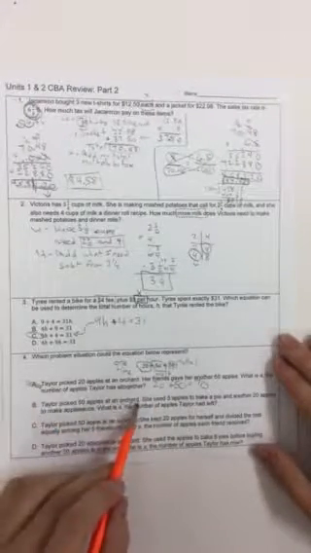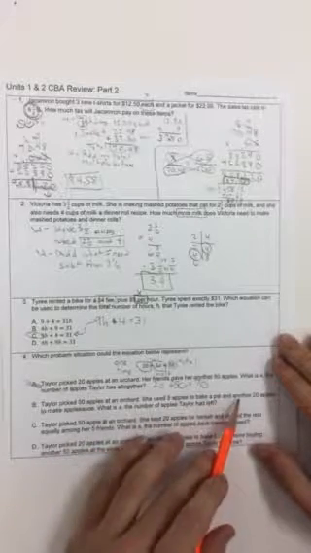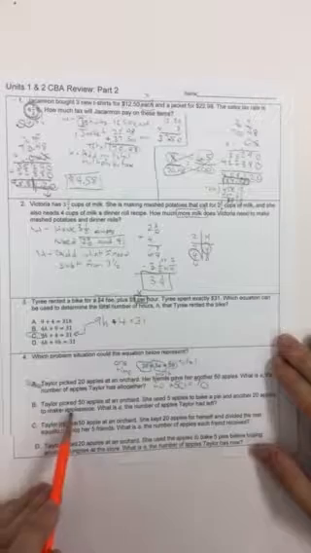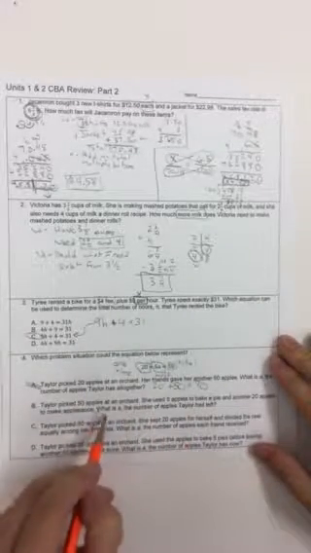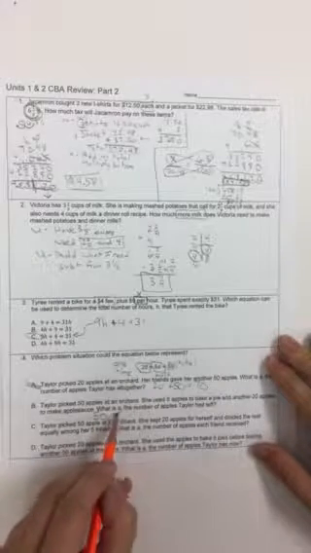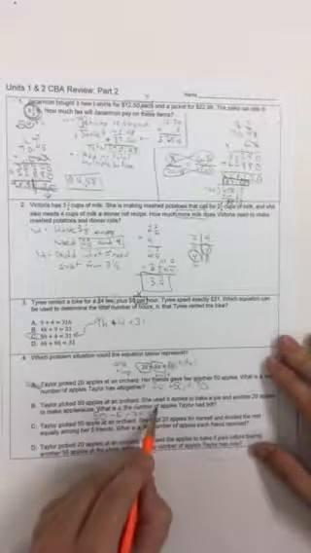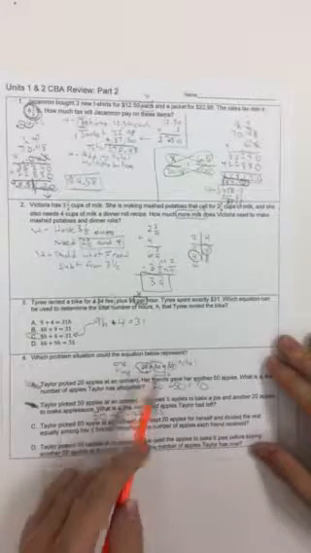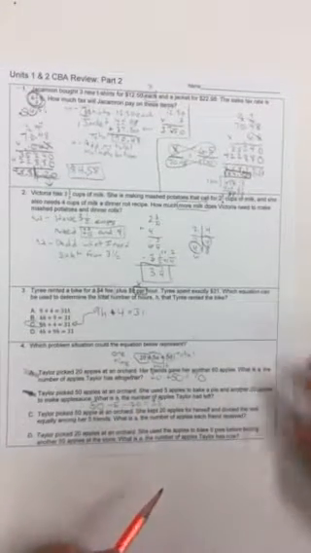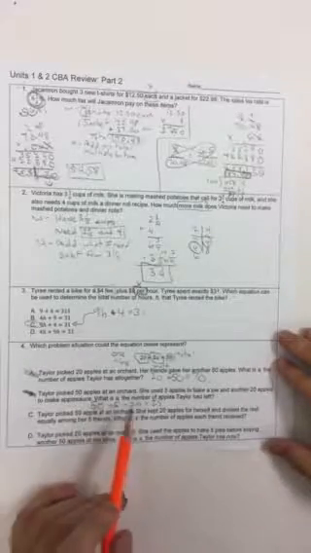Taylor picked 50 apples at an orchard. She used 5 apples to bake a pie and another 20 apples to make applesauce. How much does she have left? All right, so if I had 50, I used 5, I'd subtract 5, and I used another 20. I'd subtract 20 more, and that would give me 25. That has nothing to do with this equation, so that's not a good answer either. Taylor picked 50 apples at an orchard.